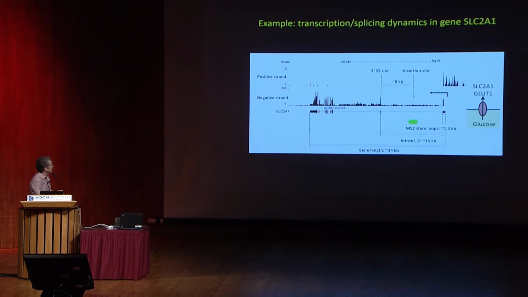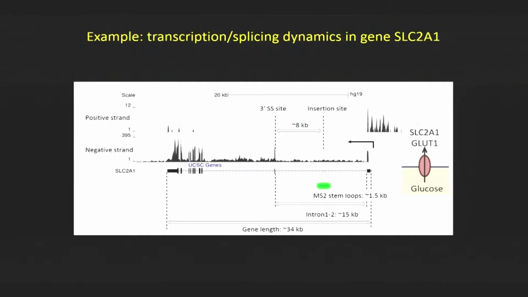Here's an example of SLC2A1. The gene is going from the right of the screen to the left. This browser track is actually nascent RNA, so we're just using the Uli-Schiebler chromatin-bound RNA fraction. And this is where the stem loop cassette inserts. Now, most of our stem loop insertions seem to be in long introns, which is perhaps not surprising.